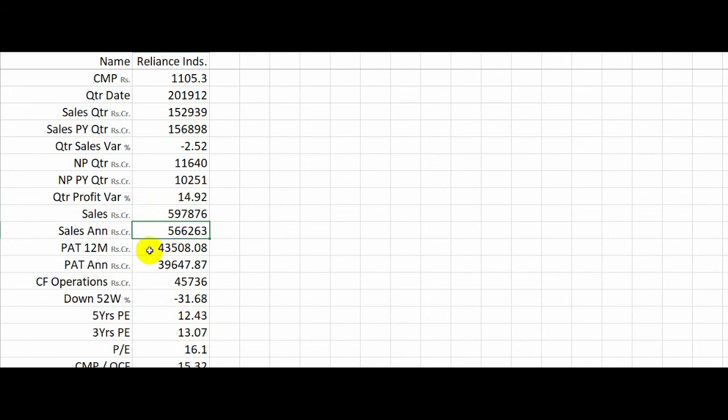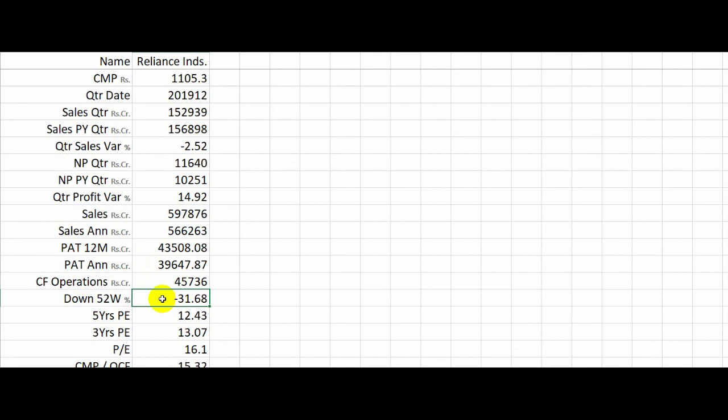When we compare, the profits have also increased in the recent 12 months to 43,000 crores from 39,000 crores in March 2019. The cash from operations in 2019 was around 45,000 crores, more than the profit declared of 39,000 crores. So we have a good value here where we see more cash coming in against the profit declared.